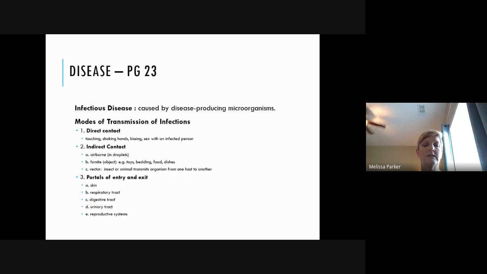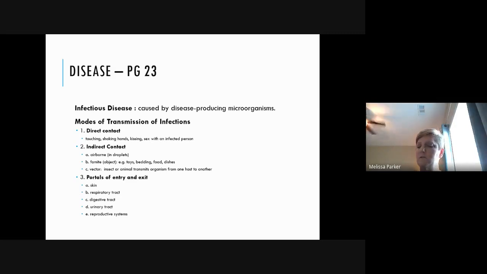Vector. A vector is an insect or an animal that transmits organisms from one host to another. Like a mosquito, right? A mosquito can indirectly affect us from another person. They bite a person or an animal that has malaria or Zika, right? And then they bite somebody else. That person's been indirectly affected by that vector, okay?